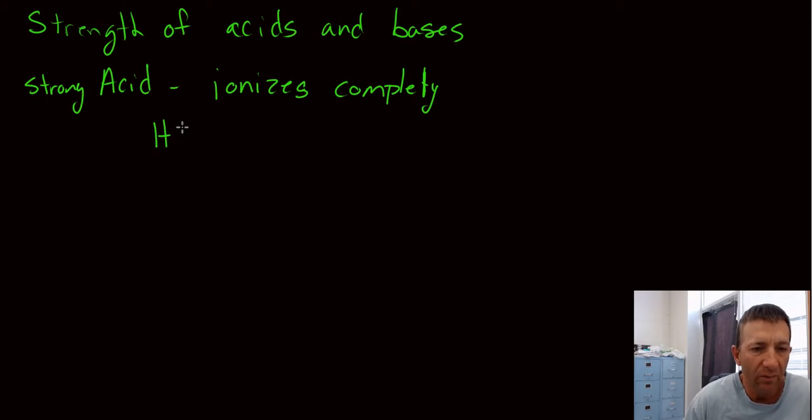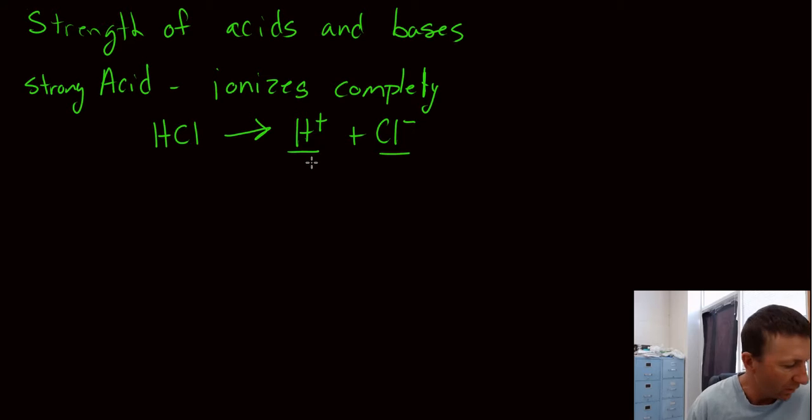When it ionizes completely, here's what happens. We have hydrochloric acid, for example. When hydrochloric acid is put in water, it splits apart into a hydrogen ion and a chloride ion. It goes over to the right, it splits apart and it stays apart. That means it ionizes completely.